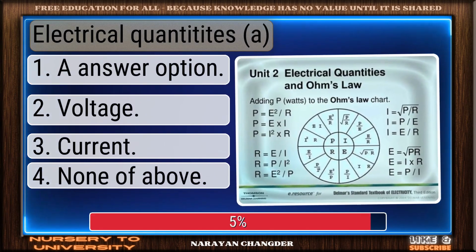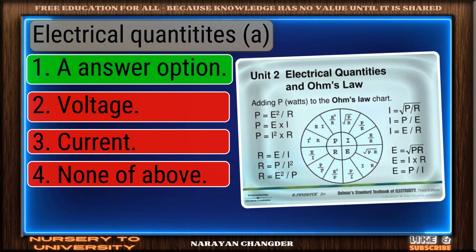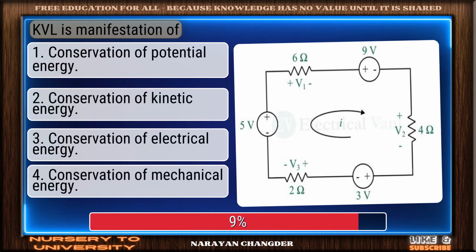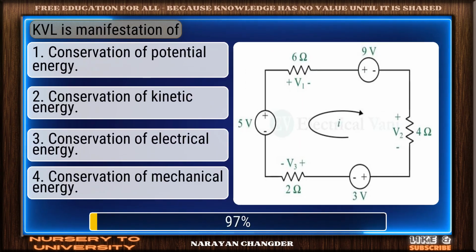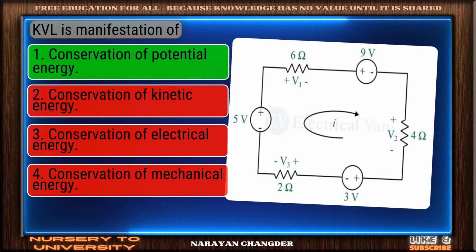Electrical quantities. You're right. A is the correct answer. KVL is a manifestation of. Smart pick. Conservation of potential energy is the correct choice.